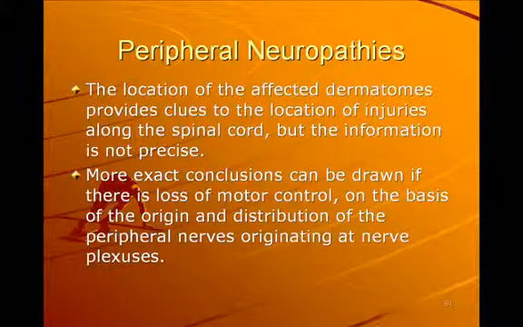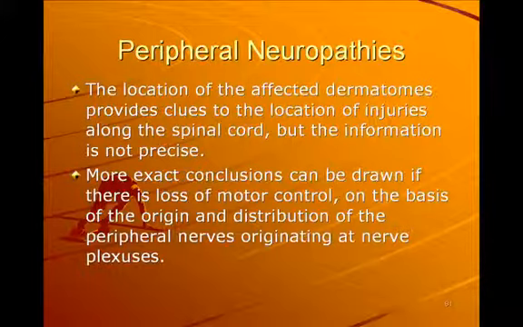More exact conclusions can be drawn if you consider the losses of motor control on the basis of origin and distribution of the peripheral nerves originating from the nerve plexus. So if you know the dermatomal patterns, you'll know what spinal nerve has been injured, even if it occurs at the point of a dorsal root.